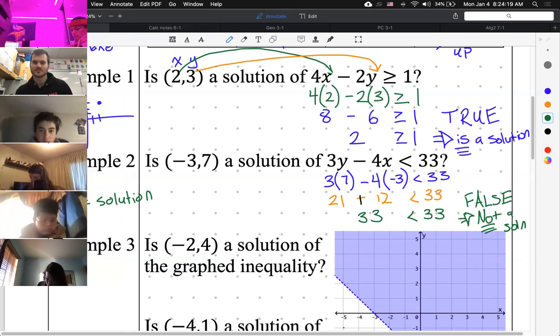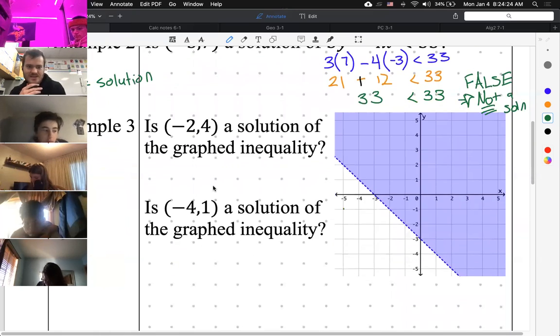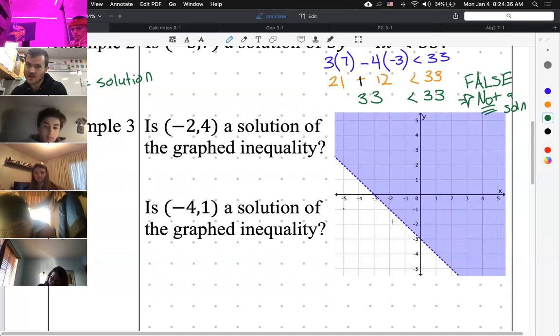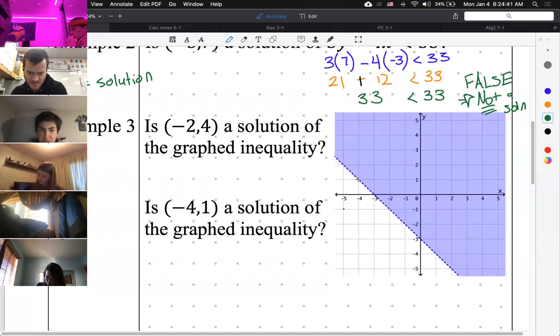All right. So let's move on to the second half, graphing. So example 3, is -2, 4 a solution on the graph inequality? Okay, well, let's look over here on the right-hand side. I know maybe people haven't copied this down yet, but notice that I have this dashed line, not a solid line. I have a dashed line that goes down 1, right 1, down 1, right 1, down 1, right 1, and it goes through the points -3, 0. It goes through the point 0, -3. Hopefully you guys can sketch out that graph in your own notes.